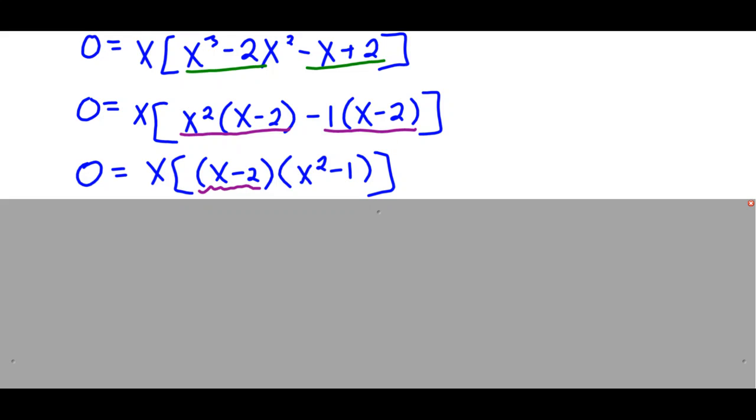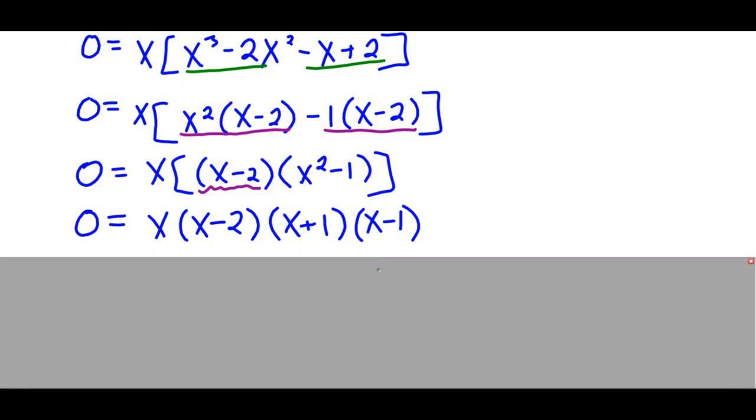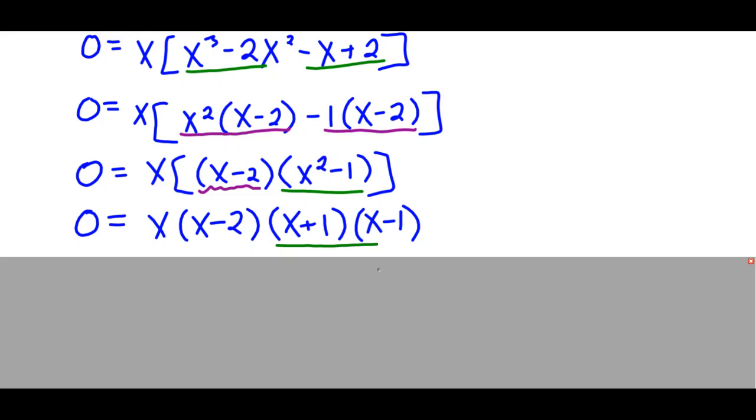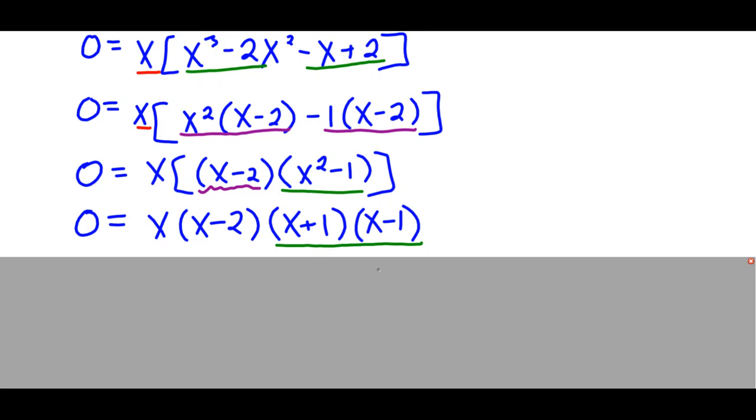Now x squared minus 1, that's a difference of two perfect squares. And we can factor this problem as x plus 1 and x minus 1. And I just want to point out that the x that we had right here, this x, it stays with us through each step.